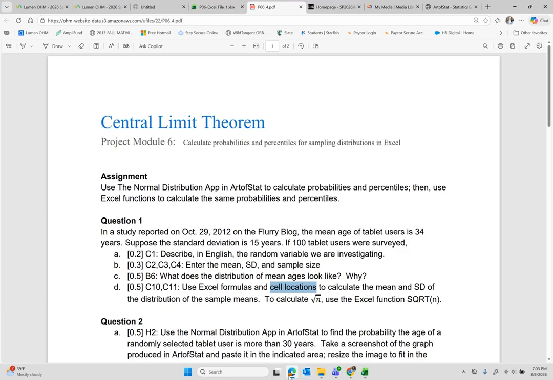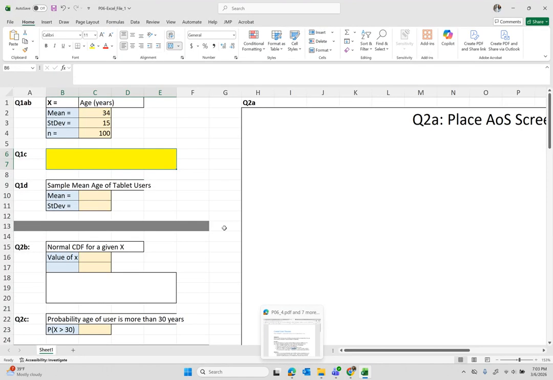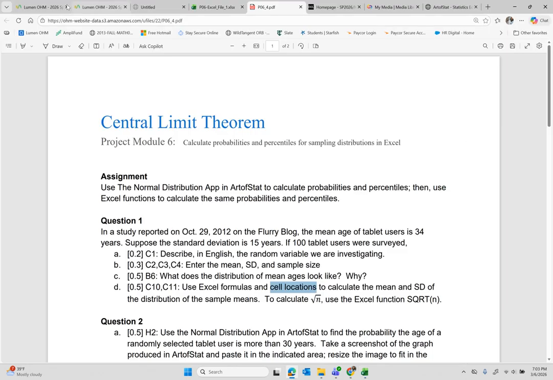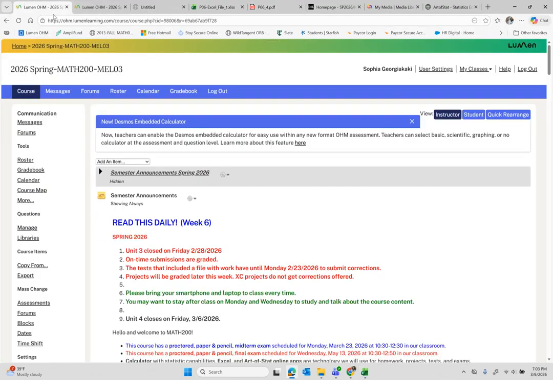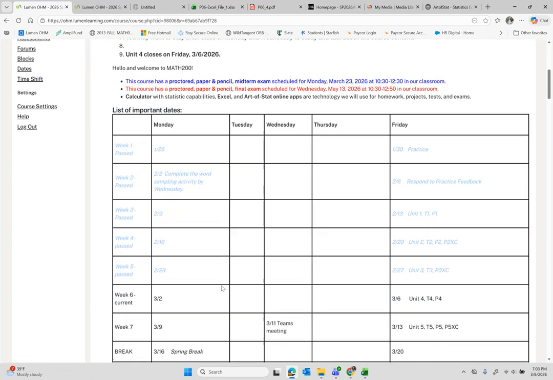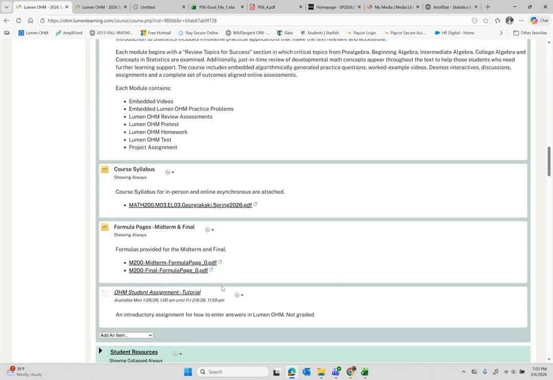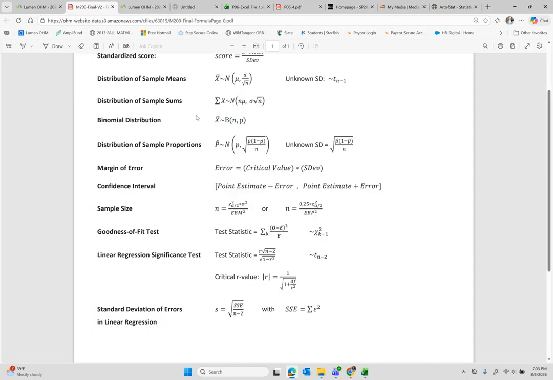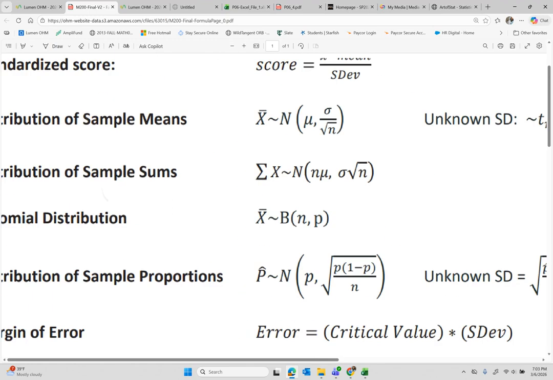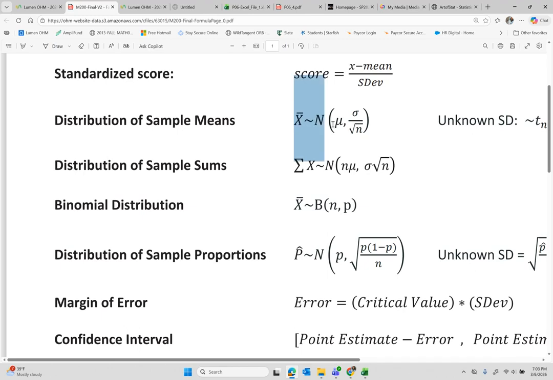Now remember that the sample mean follows a normal distribution. Let's see if we can find that in our final exam formula page. So the sample mean follows a normal distribution that has a mean equal to the mean of your population and a standard deviation, called the standard error, equal to sigma divided by the square root of n.